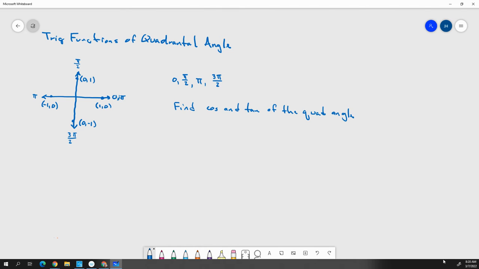So if I need to find cosine and tangent of the quadrantal angles, let's look at cosine. Let's start with zero. If I'm looking at the cosine of zero, well, that is x over r. On a quadrantal angle, my r, at least when we're doing the unit circle, is always going to be equal to 1, because it's the distance on the angle. From here to here is 1 unit. From here to here is 1 unit. From here to here is 1 unit. And from here to here is 1 unit. So my r is always going to be 1 when I'm dealing with the quadrantal angles. And so all I have to do is go, well, x over r at 0 would be 1 over 1, which is 1.